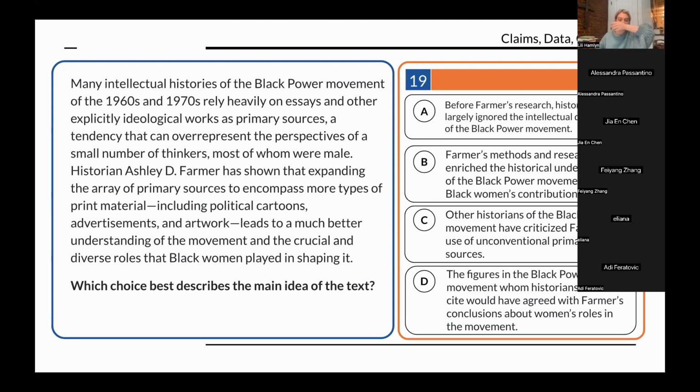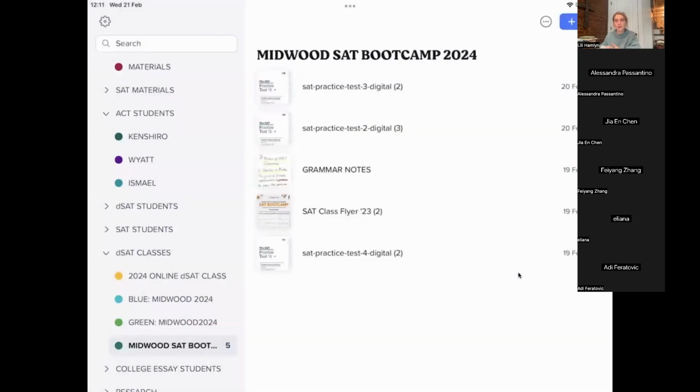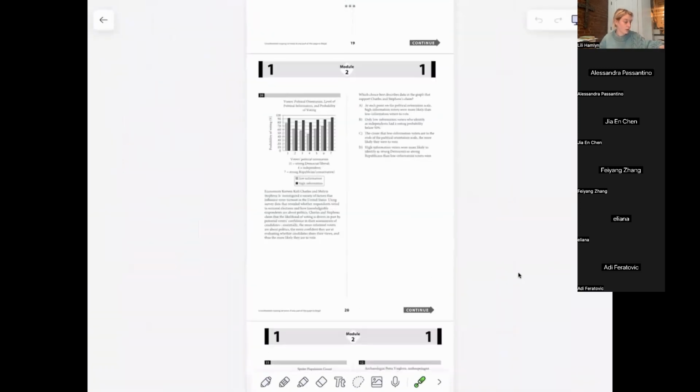So I'm going to swap the share from my iPad. If anyone has any questions now, it's a good time to ask. We're going to do these questions from module 1 together as a group. This is from Digital SAT 2. Then I'll have you do module 2 questions on your own, and then hopefully, if there's time, we can do some more questions either together or on your own. All right, SAT 2.